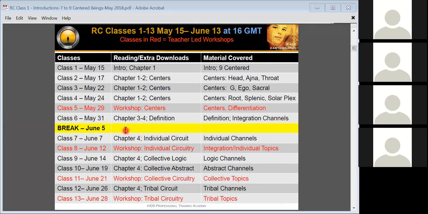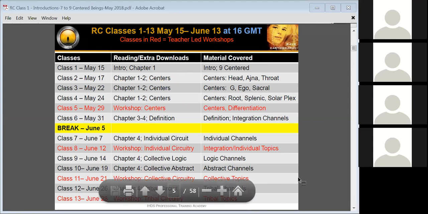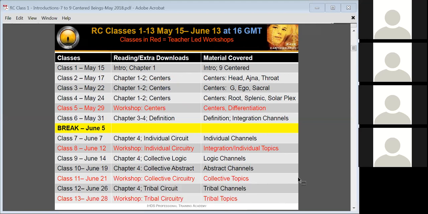Then we're going to have a break for one day. It's going to be a Tuesday or Wednesday for some of you. And then we've got the individual channels when we come back after the break. And then I'm going to do my workshop on integration and individual channels. That keeps us focused on a certain circuitry. Then we'll do our collective, both logic and abstract, and then we'll do another workshop specifically on collective. We'll do the same kind of flow with tribal channels, and then a tribal workshop.